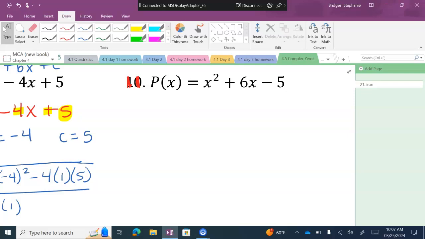Because partner numbers that multiply to give me 5 and subtract to give me 6. 2 plus or minus 1.